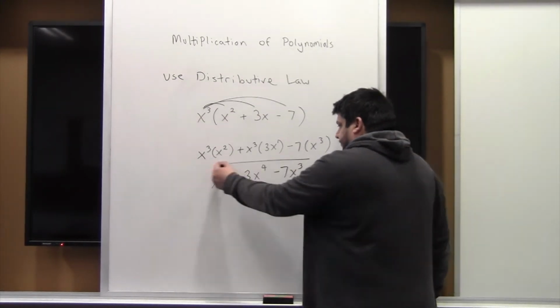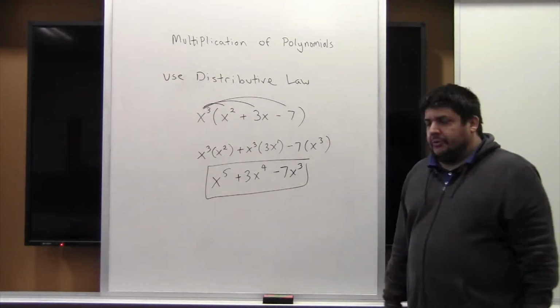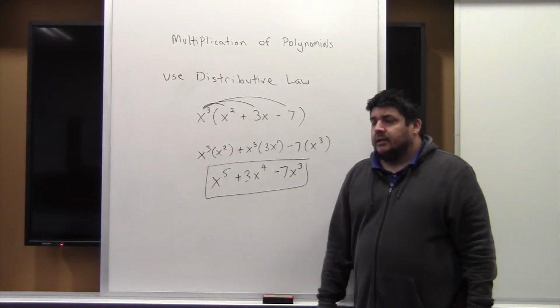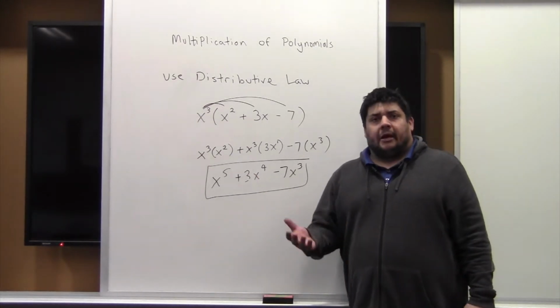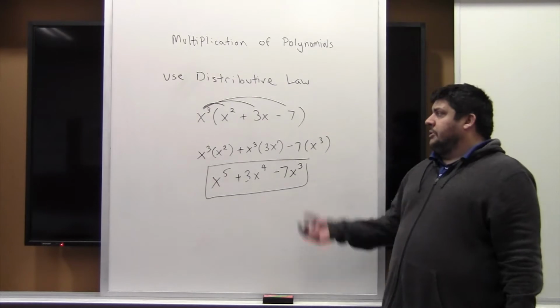And if we notice, there's nothing more we can do. We can't combine these. They're not like terms. So that's all you have to do when it comes to multiplying a monomial times a polynomial.